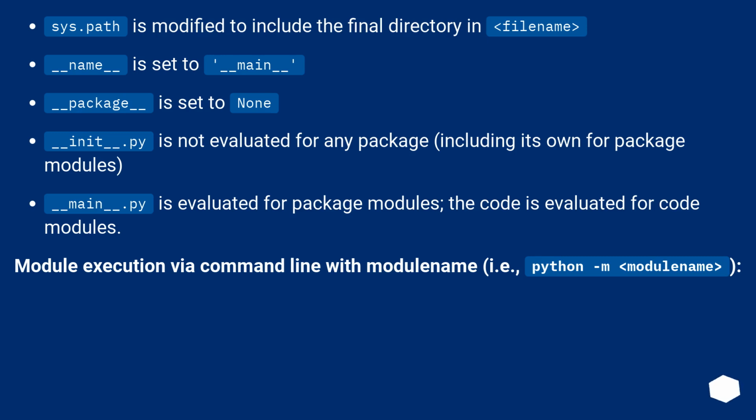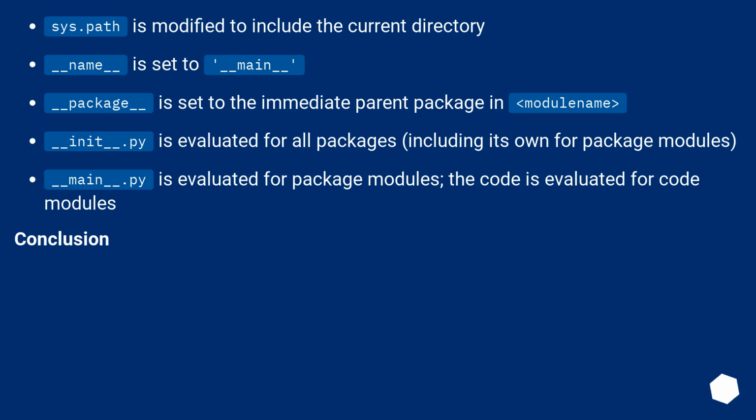Module execution via command line with module name, i.e., python -m module_name. sys.path is modified to include the current directory. __name__ is set to __main__, __package__ is set to the immediate parent package in module name. __init__.py is evaluated for all packages, including its own for package modules. __main__.py is evaluated for package modules. The code is evaluated for code modules.